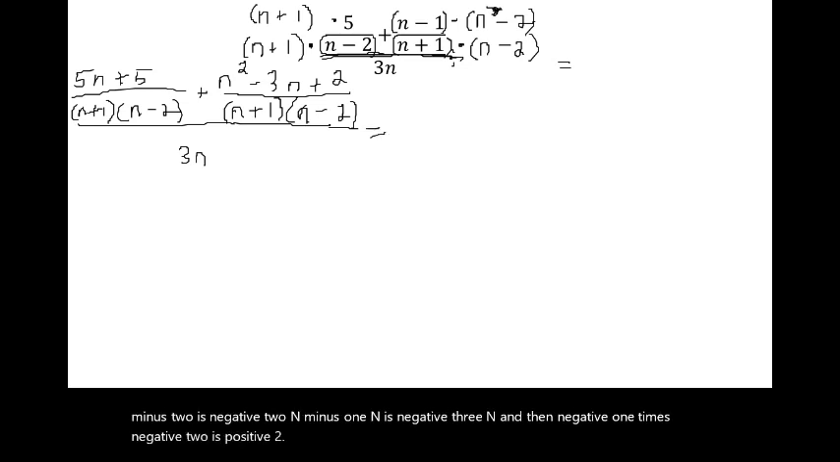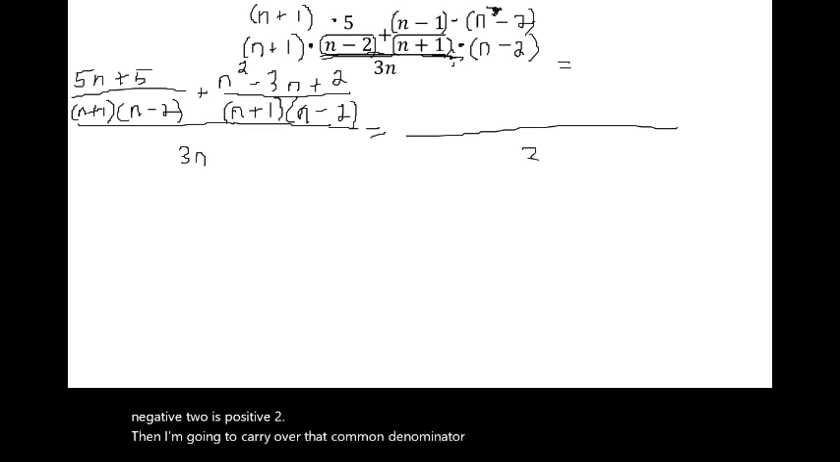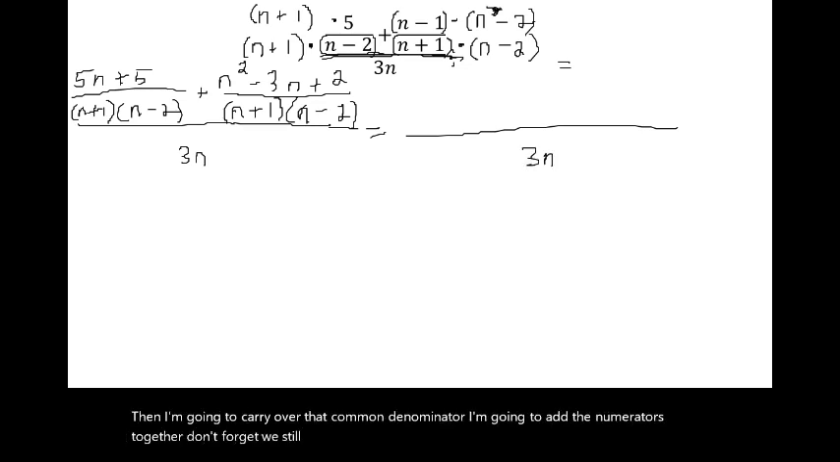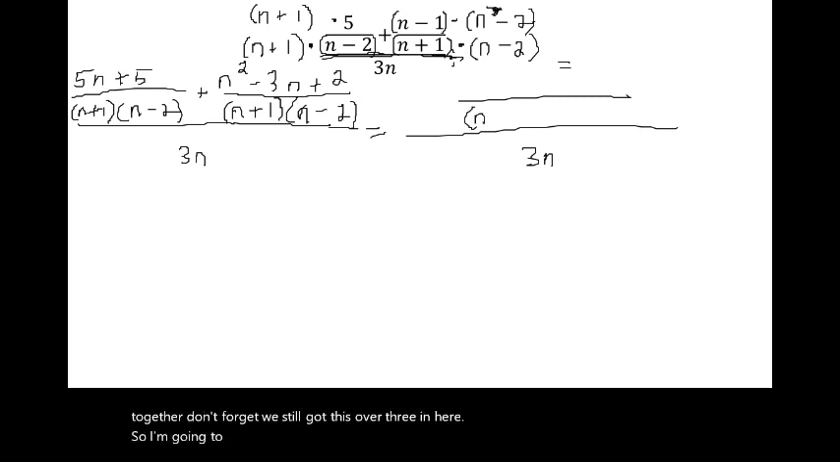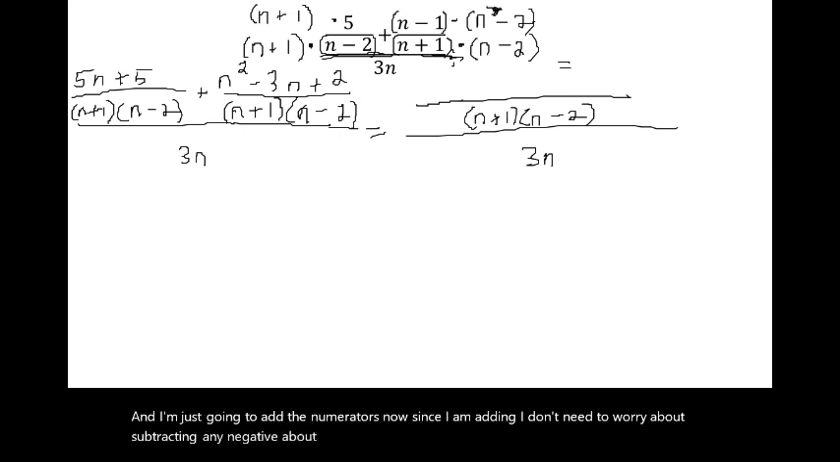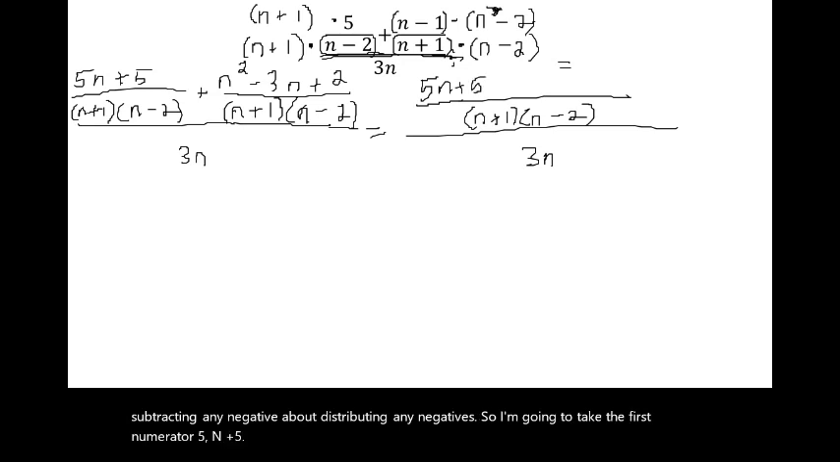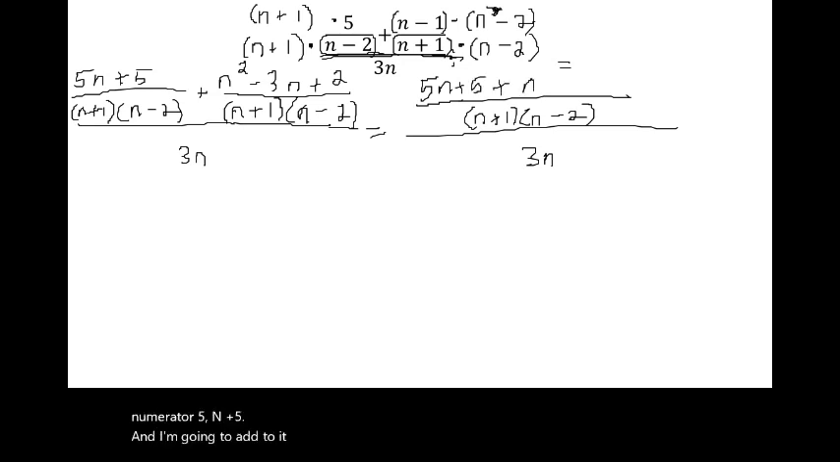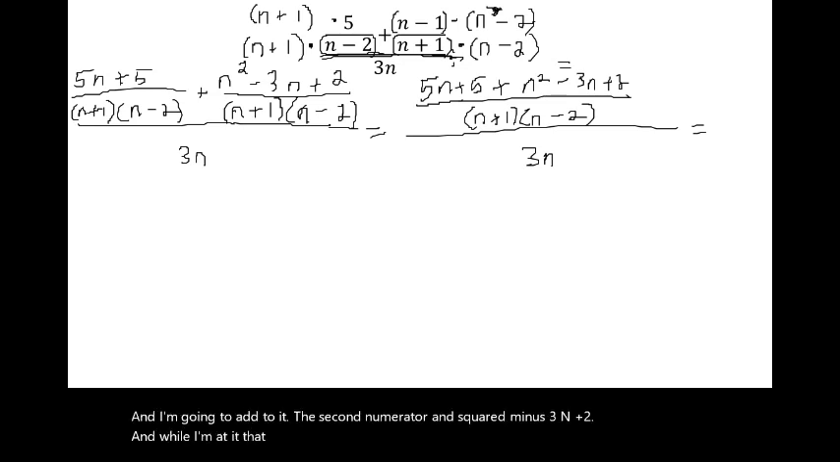Then I'm going to carry over that common denominator, and I'm going to add the numerators together. Don't forget, we've still got this over 3n here. So I'm going to carry over that common denominator of n plus 1 times n minus 2. And I'm just going to add the numerators. Now, since I am adding, I don't need to worry about distributing any negatives. So I'm going to take the first numerator, 5n plus 5, and I'm going to add to it the second numerator, n squared minus 3n plus 2. And while I'm at it, that numerator is kind of a mess, so I'm going to combine some like terms, and I'm going to write it in standard form.